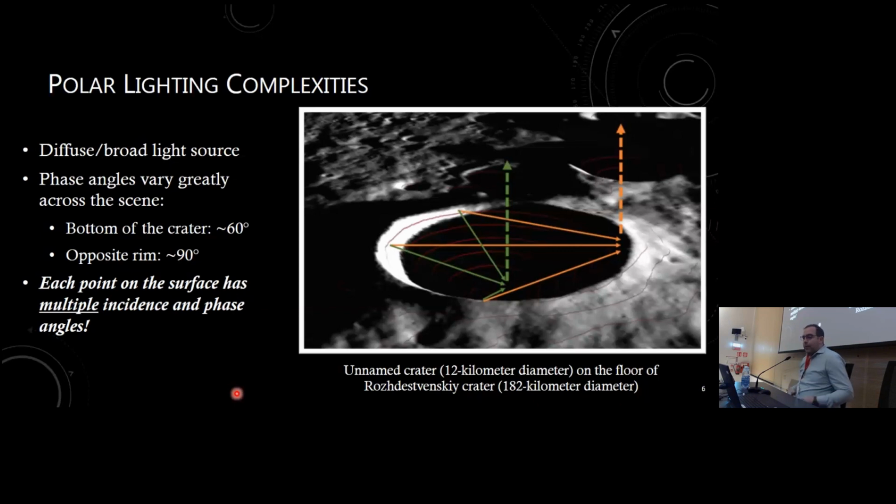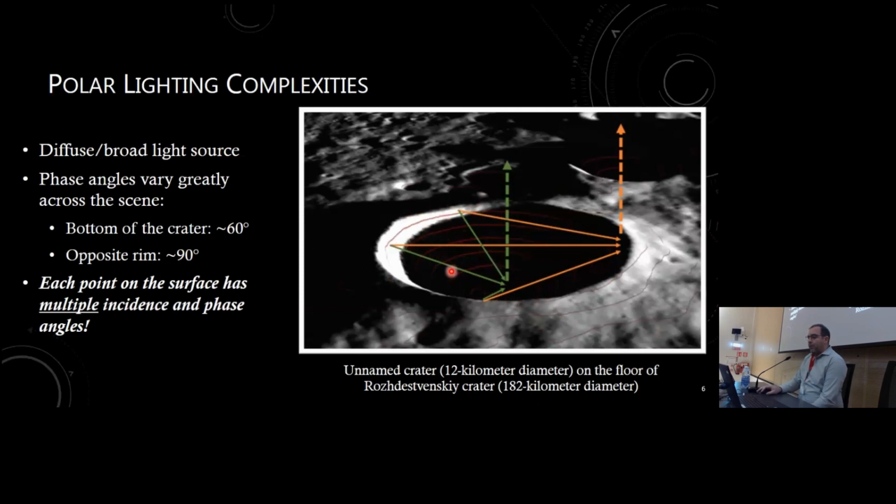So under polar lighting, you have a really diffuse light source. So this is a 12 kilometer diameter crater. And depending on where you are in the crater, the lighting angles are going to be completely different. So usually when you take a single NAC observation of a normally illuminated Moon, you can compare features in the same image. And if this feature looks like this, and then you see another feature that looks similar, you can say, okay, these are the same. But that's not the case here because the angles vary so drastically.